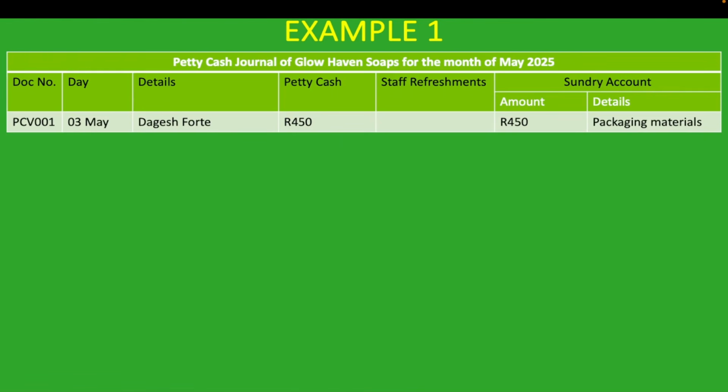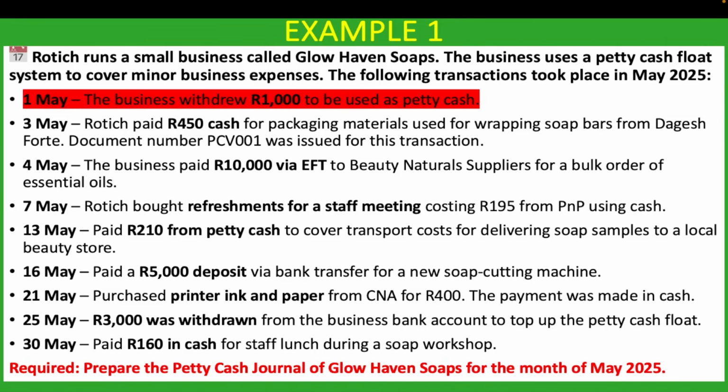You analyze what it is and the information that you are given. Once you've determined it goes into the petty cash journal, then you need to put the details in each of their columns as we have done here. So let's go ahead and highlight that one because we've just completed it.